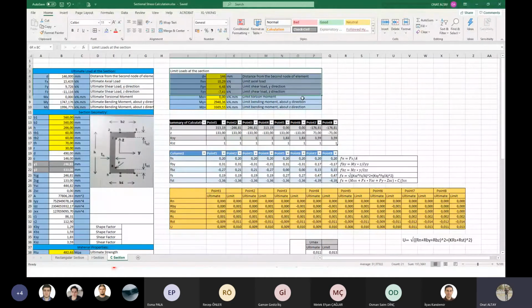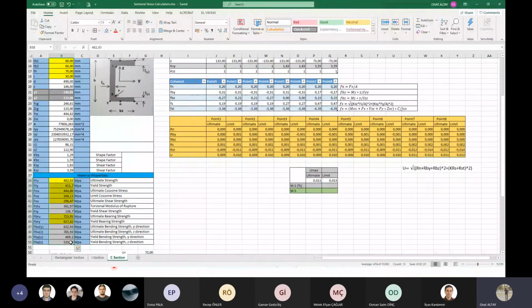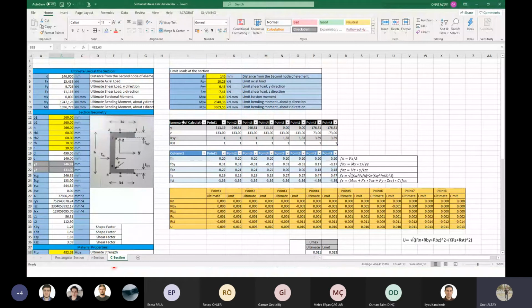So in here, these limit loads are the ground loads based on standards. Then limit loads times safety factor is the ultimate loads. These are the inputs of geometry. Some of them are constants, I mean coefficients, like shape factor and shear factor. These are the material inputs. And these are the shear factors, that is shear coefficients, the ratio between maximum and average shear stress.